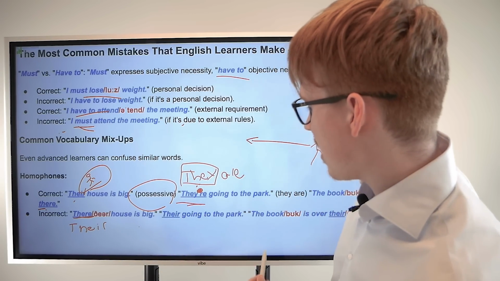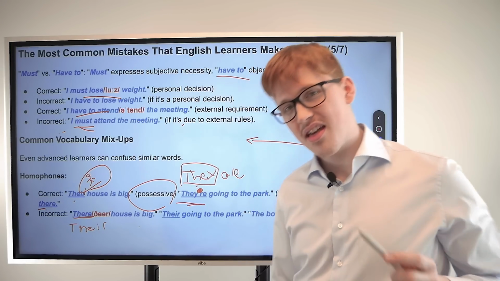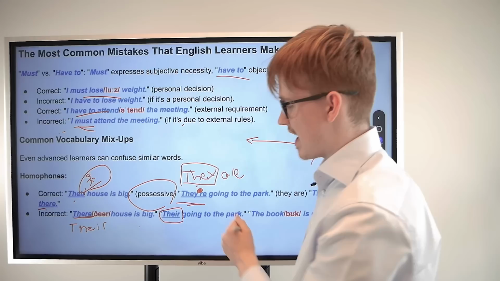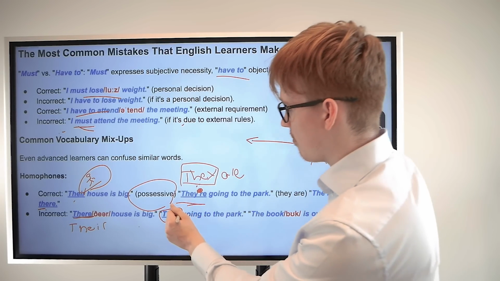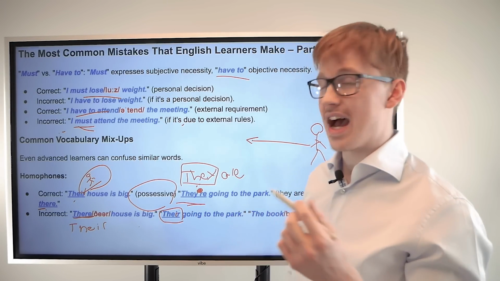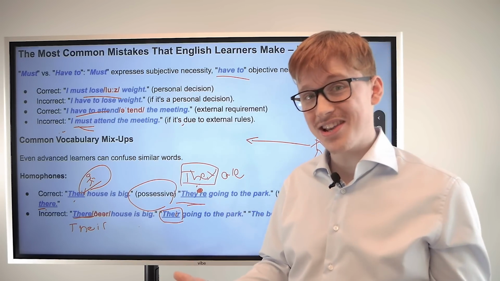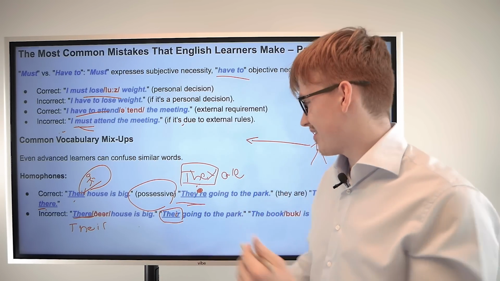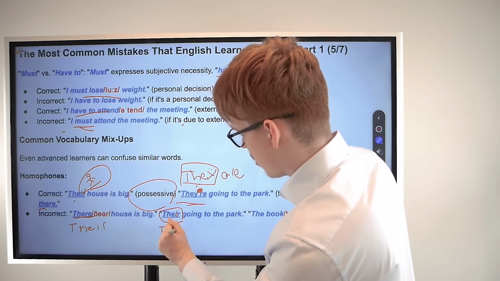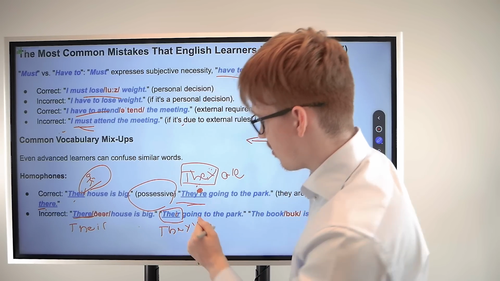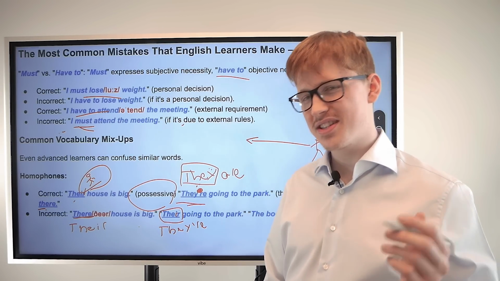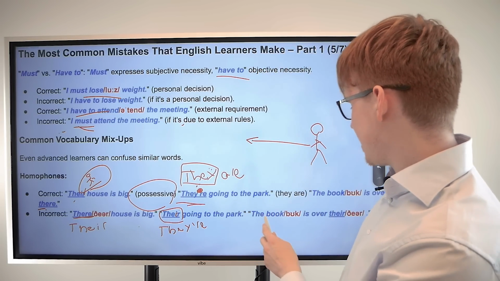Okay, let's see the next one. Their going to the park. So remember, this isn't talking about a group of people. This is just talking about one person with the I, as we only have one I there. What we should have is the verb conjugation, they are, because we have the group they. So they're going to the park. You see?